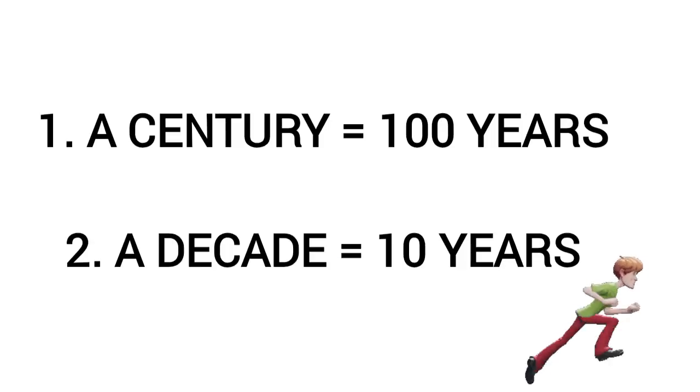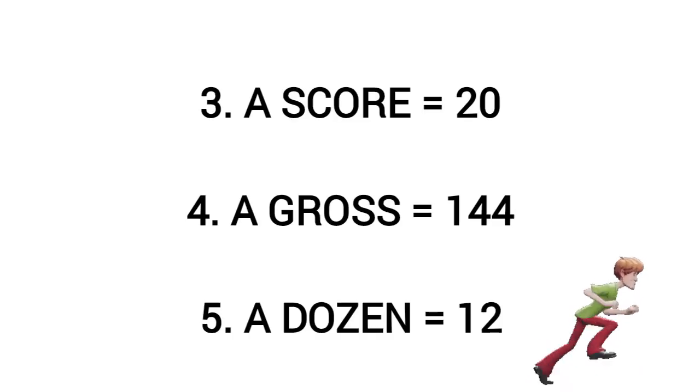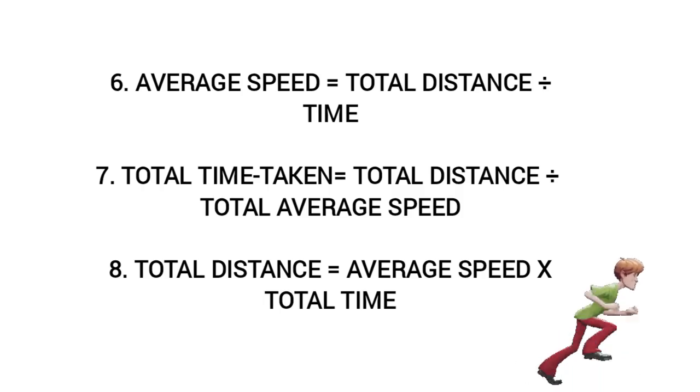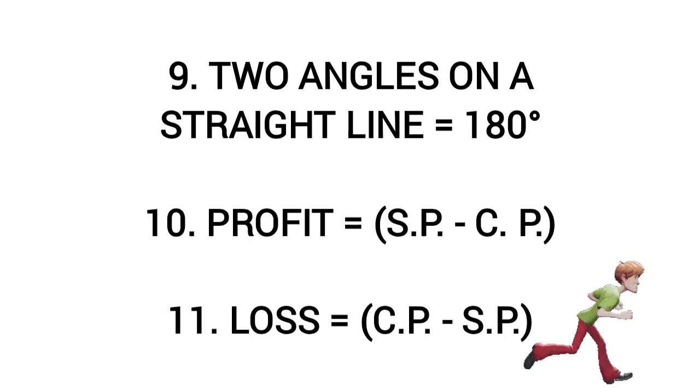We are going to look at some vital mathematical formulas for the common entrance examination. A century means 100 years, a decade is 10 years. A score is 20, a gross is 144, a dozen is 12. Average speed, this is the formula: total distance over total time taken. All of it, you have to study it and know it.